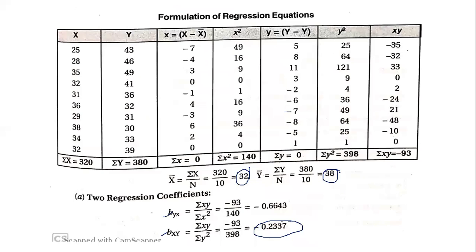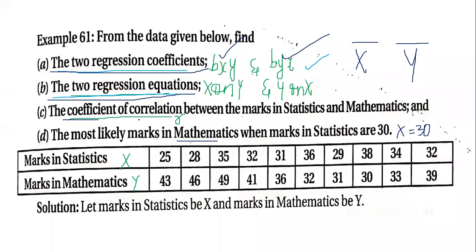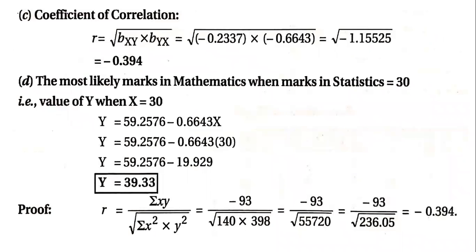Now the next one we have to calculate is the coefficient of correlation. Recently we understood that by using the coefficients of regression, we can find the correlation coefficient, correct? So let us do that calculation. The correlation coefficient, small r, is the geometric mean of the coefficients of regression, or the square root of bxy into byx.